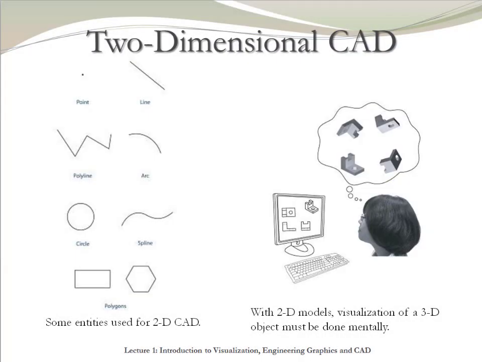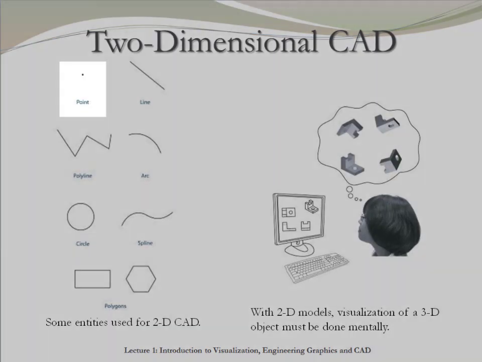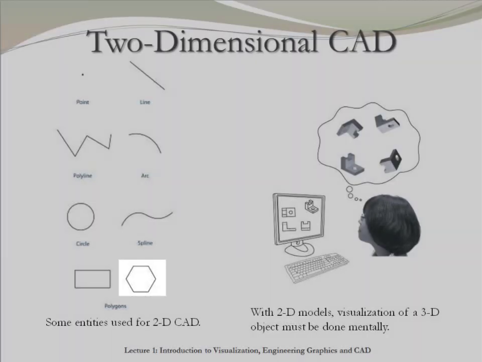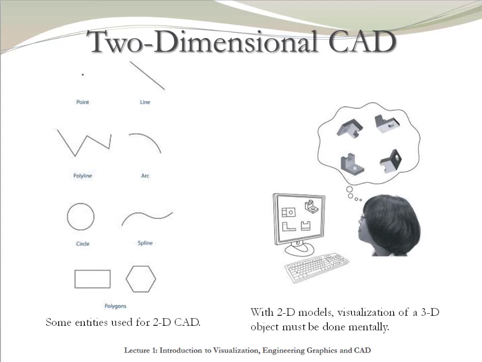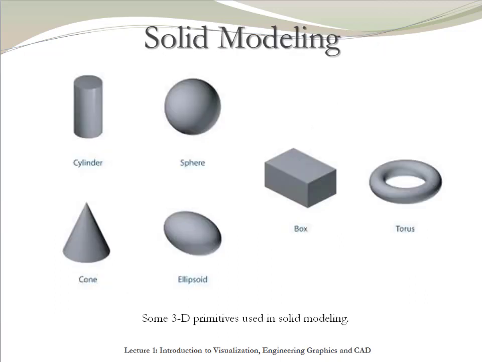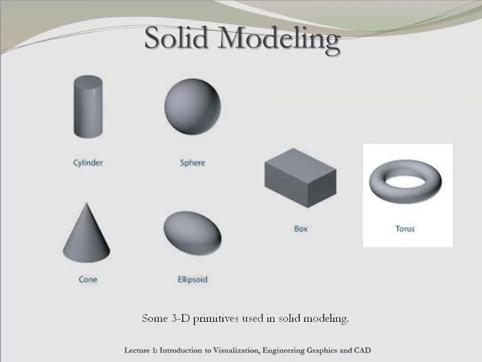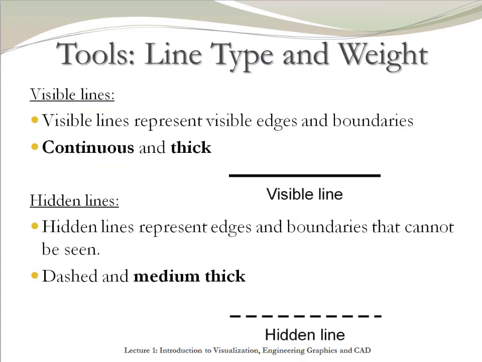In 2-dimensional CAD, the main tools are point, line, polyline, arc, circle, spline, rectangle, and polygon. The idea is to use these tools to create 3D objects and for the user to be able to visualize them successfully. In 3-dimensional CAD, the main tools are cylinder, sphere, cone, ellipsoid, box, and torus. All these are derived from the 2-dimensional tools that we just mentioned.